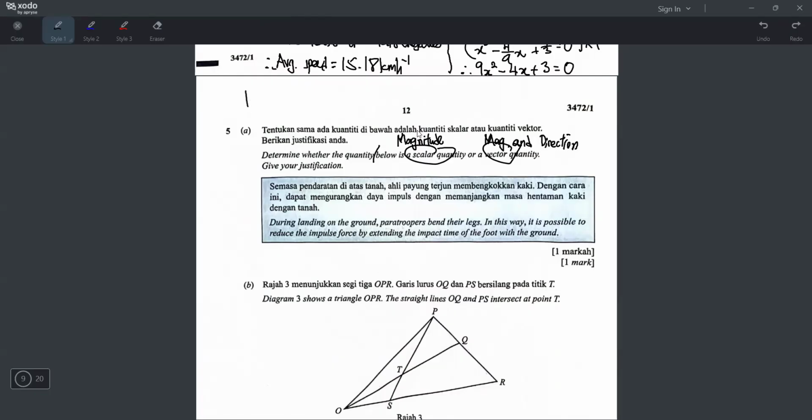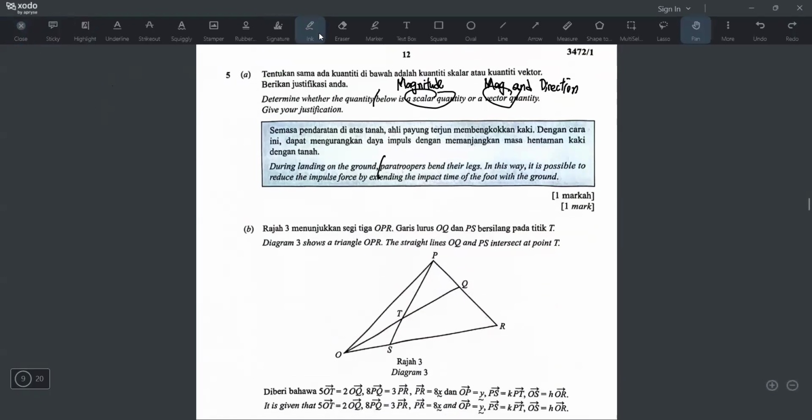Now let's read the paragraph. During landing on the ground, paratroopers bend their legs. In this way, it is possible to reduce the impulse force by extending the impact time of the foot with the ground. So I think the quantity here is force or impulse force, right? So what do you think? Force, is it a scalar quantity or vector quantity? It's a vector quantity.